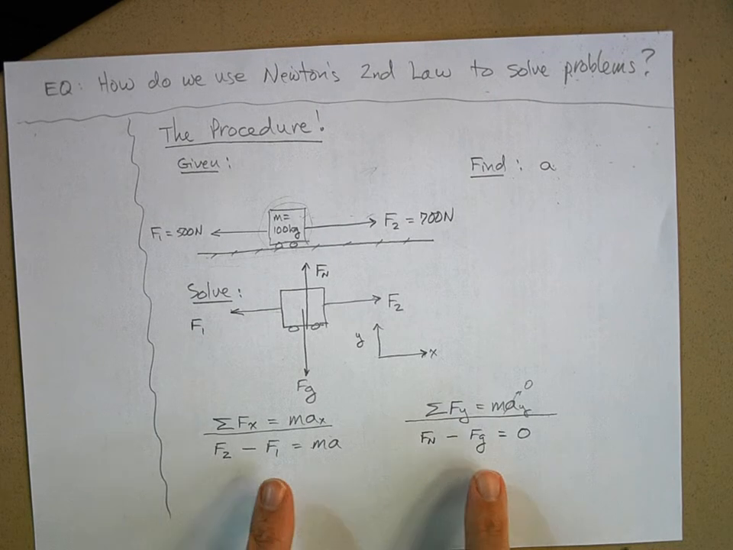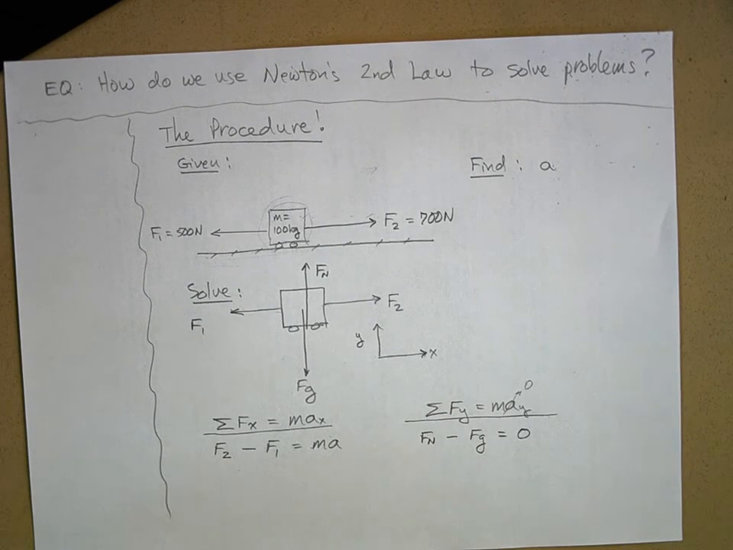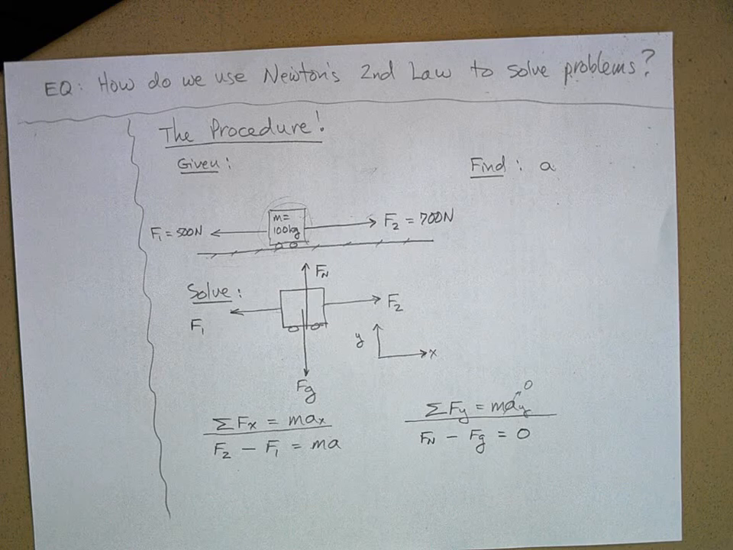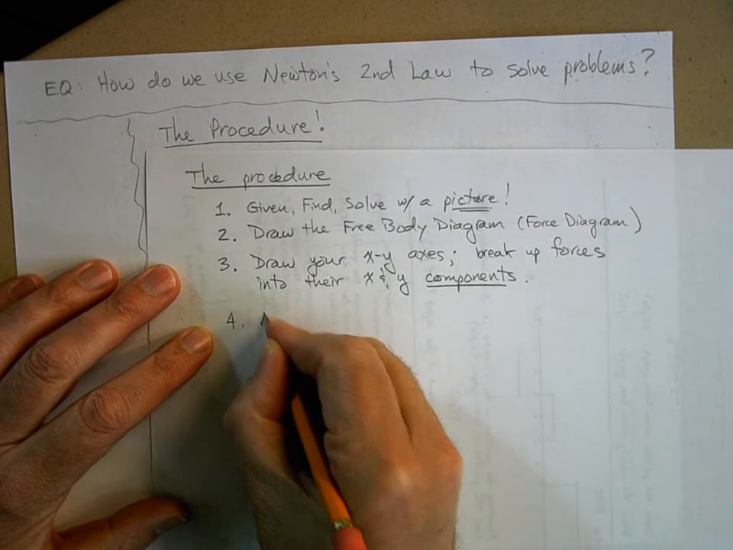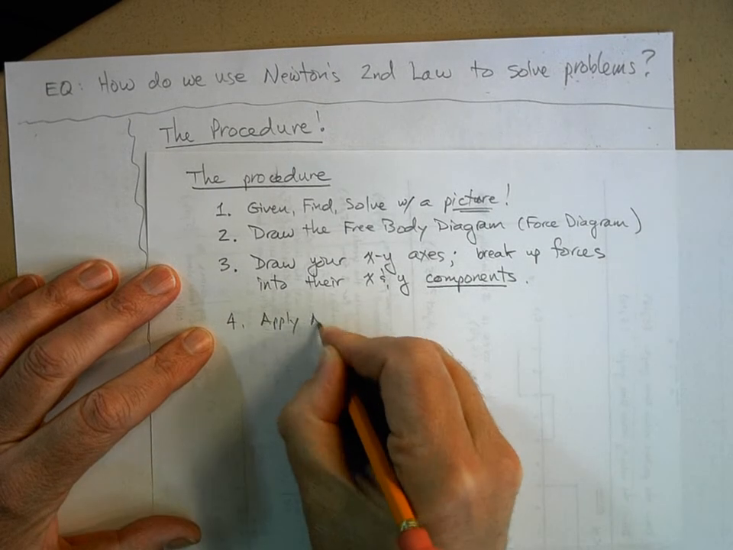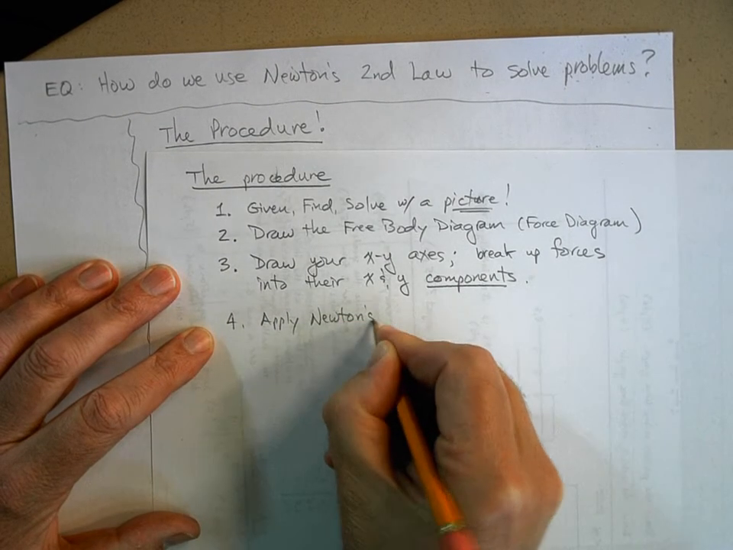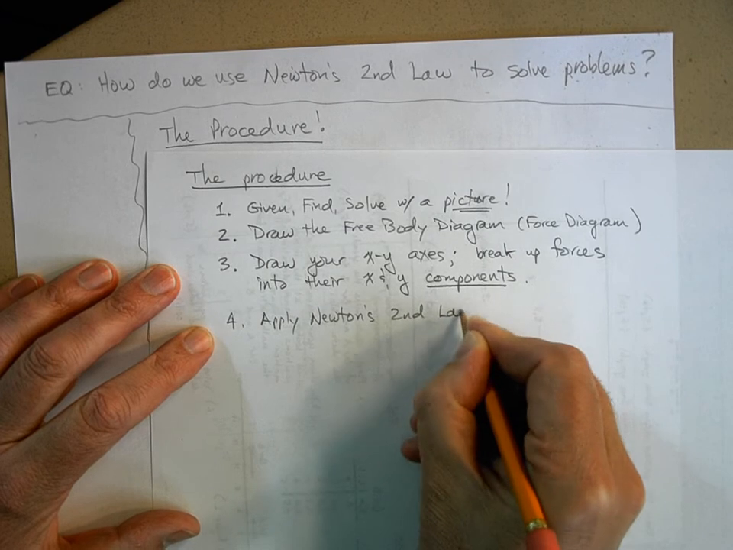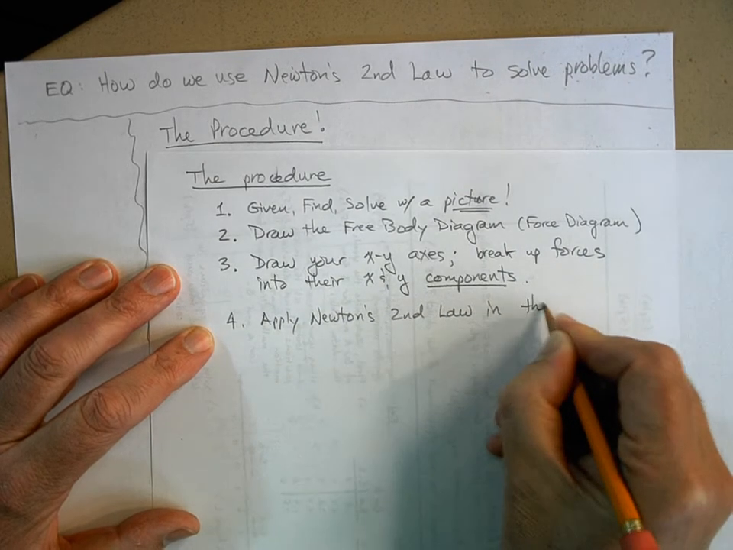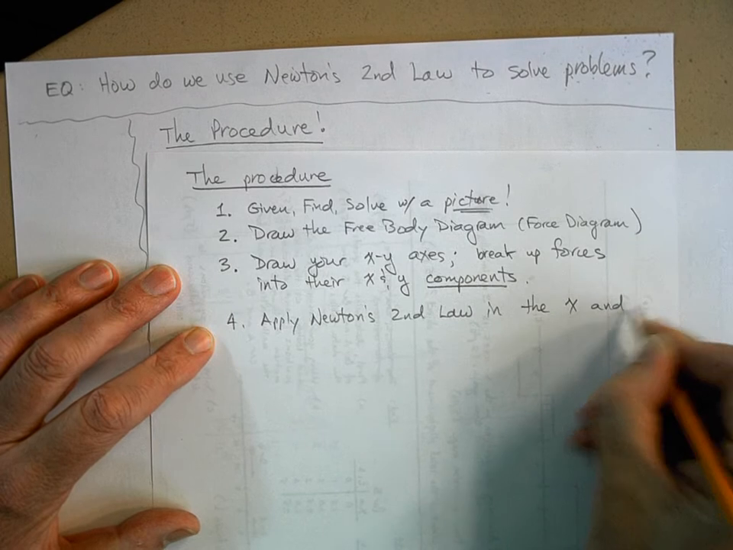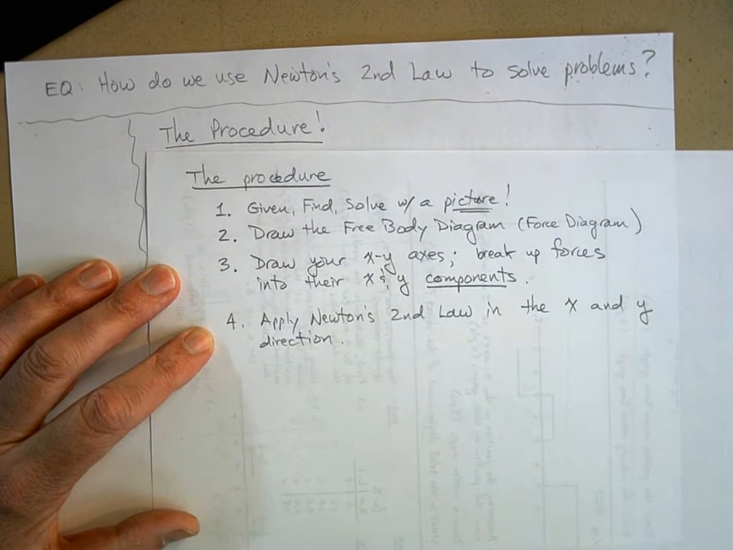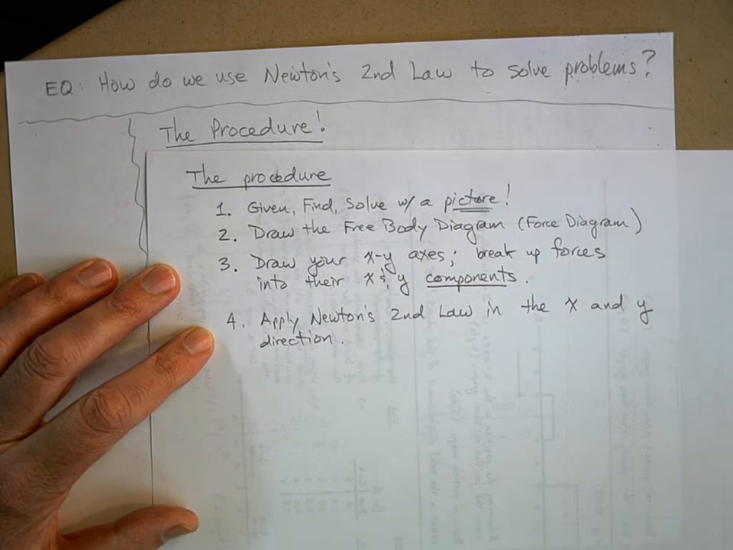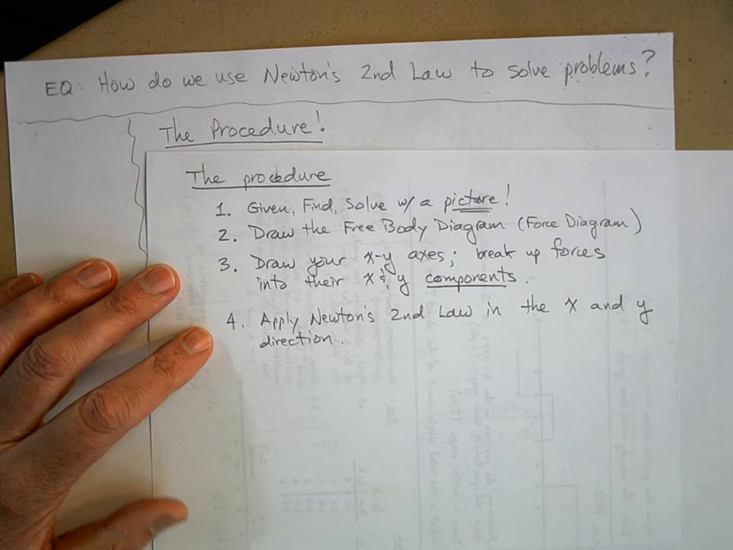So now I have done step 4. And this is when we apply Newton's second law in the x and y direction. Now, we're not going to do anything in this class where we need to do it in the z direction. We don't do 3D problems, but eventually, if you're a mechanical engineer someday, you will.